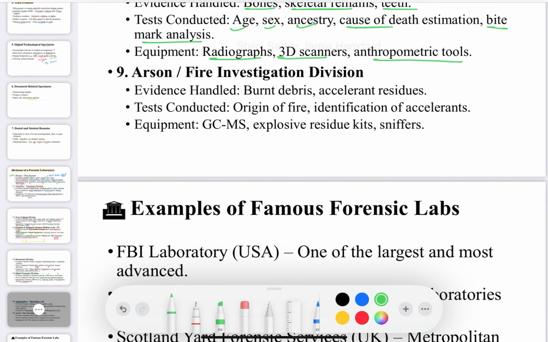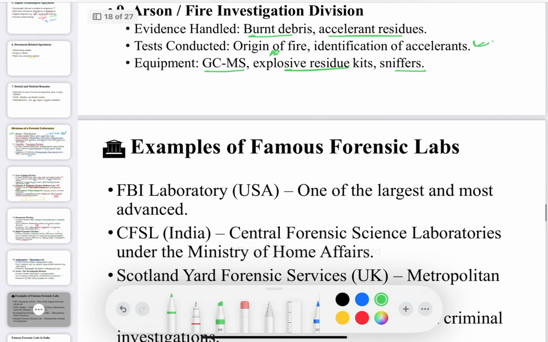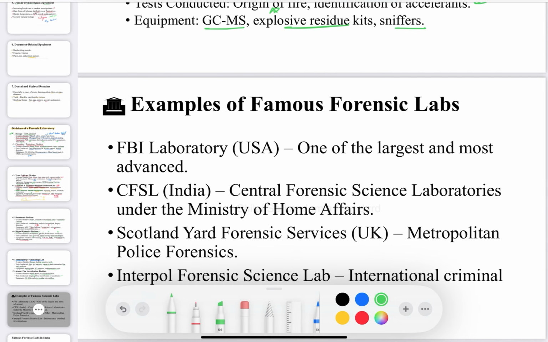Ninth lab is the fire investigation division or the arson division. Here the evidence handled is burnt debris and accelerant residues. Tests conducted are to find the origin of fire and the identification of accelerants. Equipment used are GCMS, explosive residue kits, and sniffers. Now we have completed the divisions of forensic labs.